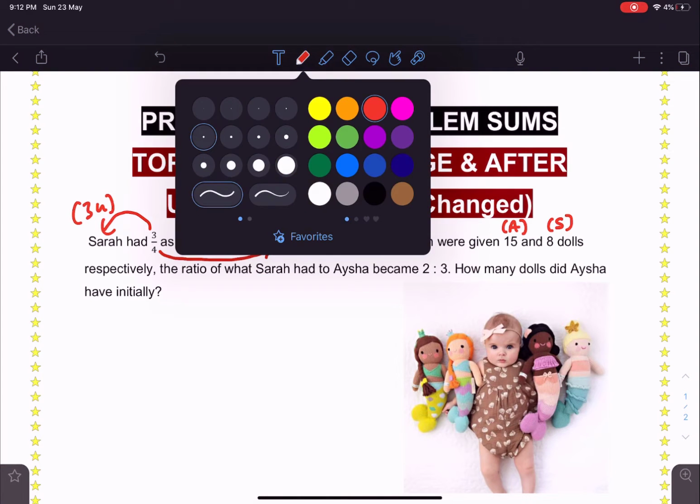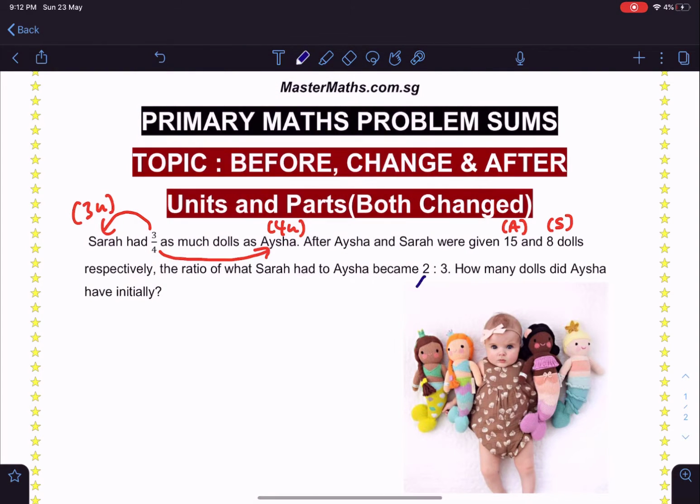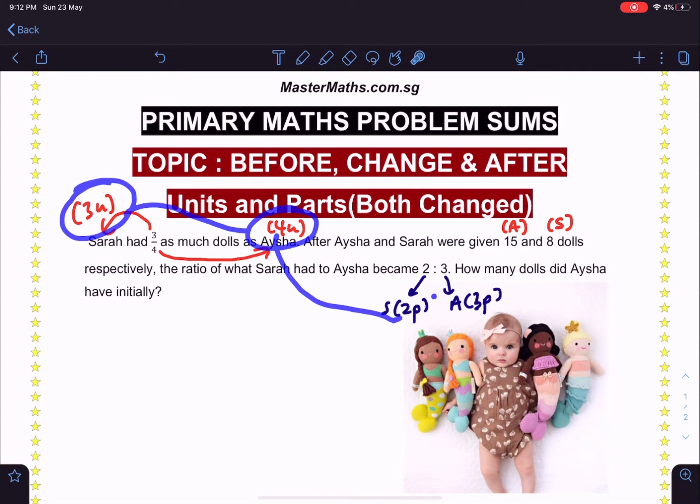So now, later on, in the after case, Sarah will take on 2 parts. Aisha will take on 3 parts. Okay, we use parts, we don't use units now. Why? Because we have used units earlier on. And furthermore, we are not sure whether these units and these parts carry the same value. So if you're not sure whether it's the same value, we use parts later on. Okay, how many dolls did Aisha have initially?